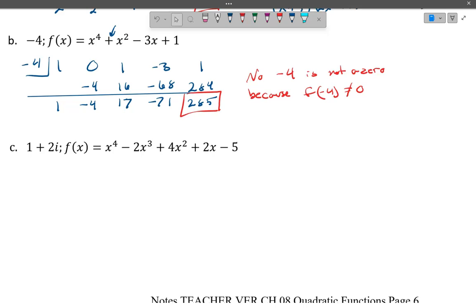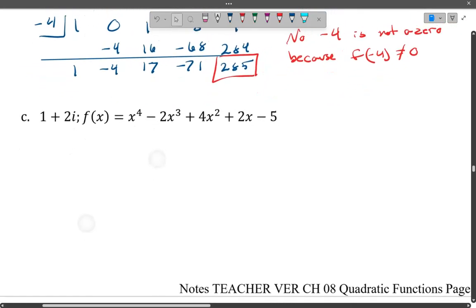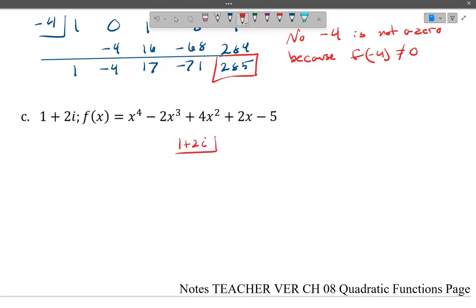Just make sure you're paying attention to the need for any parentheses or anything like that. So make sure you're paying really close attention to that. But we're going to work it all out by hand. So we're going to need a little bit of space off to the side, but we'll go ahead and set up our value for k. And I want to see if 1 plus 2i is a 0 to this polynomial. So we have our coefficients 1, negative 2, 4, 2, and negative 5.